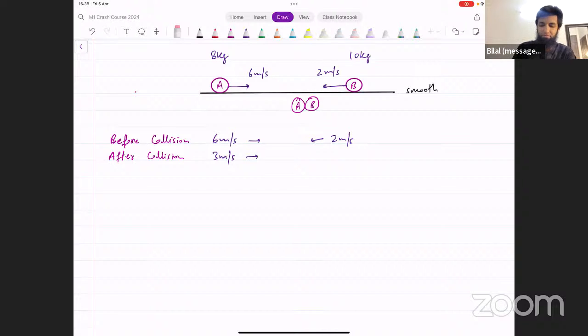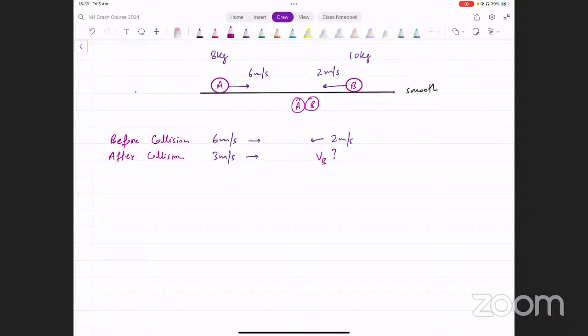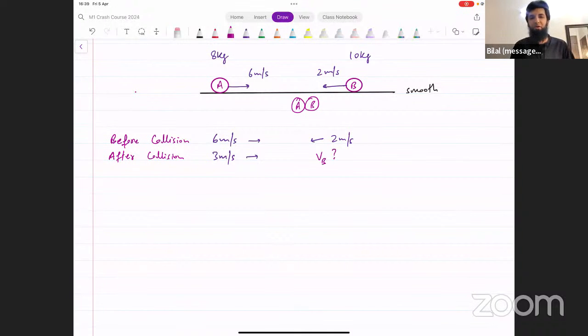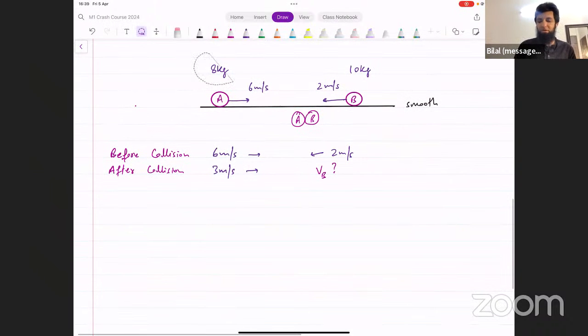After collision, A continues to move in the right direction. So A hits B, and it continues to move to the right, at a speed of 3 meters per second. What we need to do is find the velocity of B after collision. Okay, so that's what's happening, right? We know their masses and velocities before collision. We know the velocity of A after collision as well. We need to find the velocity of B after collision. How do you find that? You find this by using conservation of momentum.